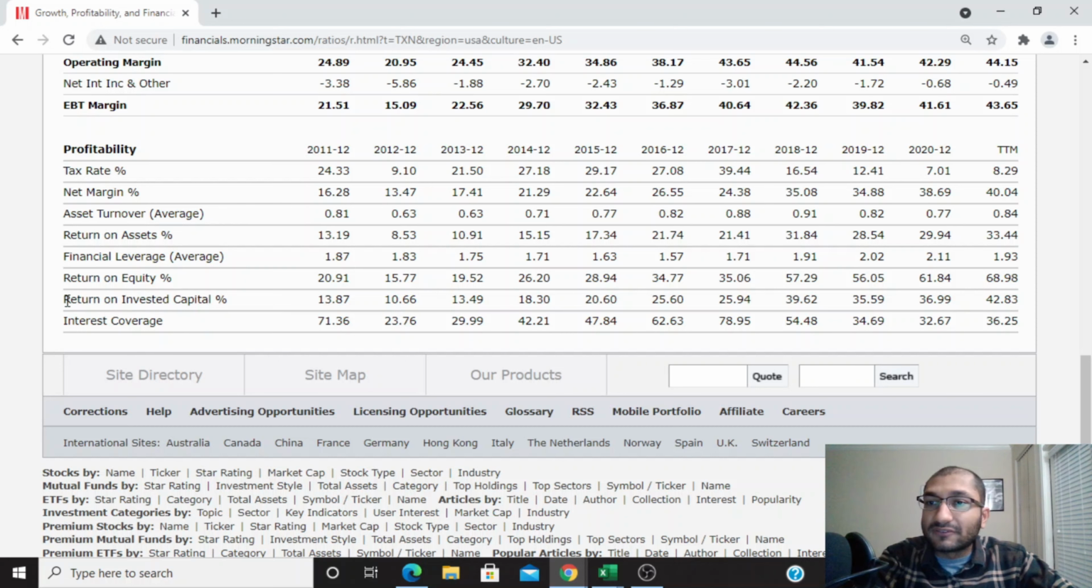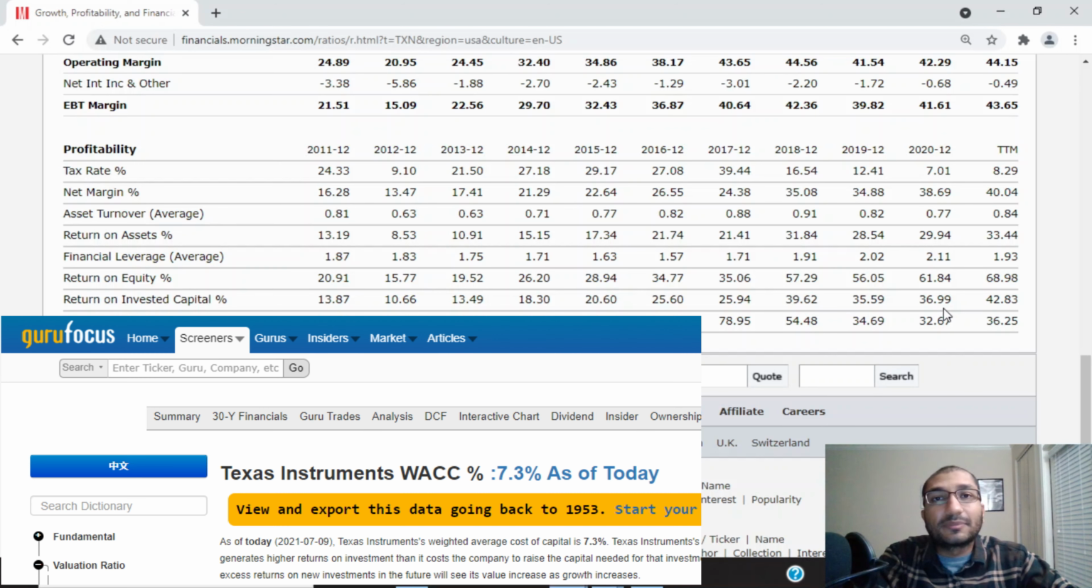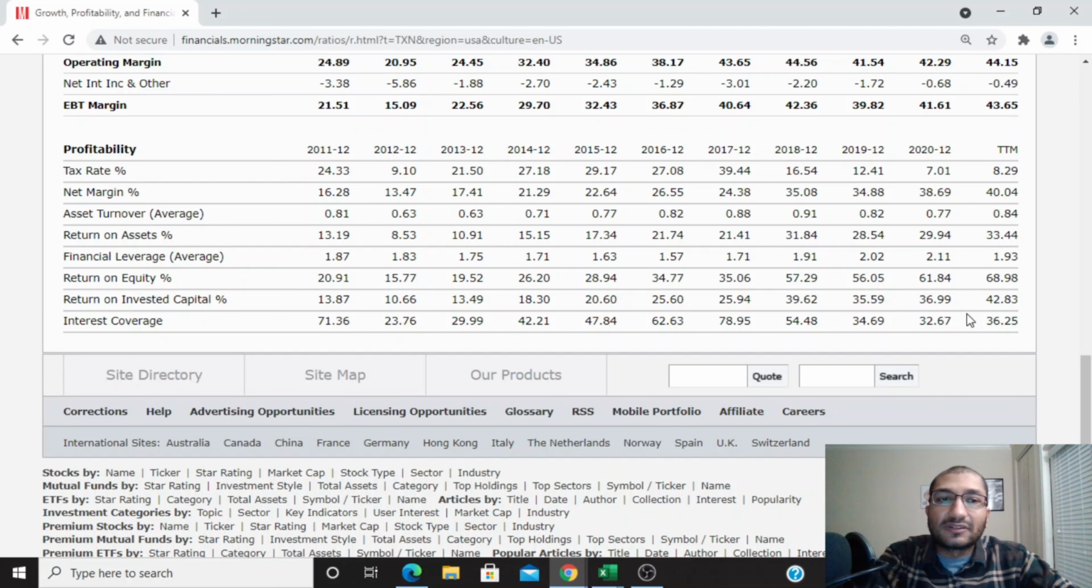Next, looking at the return on invested capital. The return on invested capital gives us an idea of how good the management is at allocating the company's capital and getting a return on that investment. Back in 2011, Texas Instruments' return on invested capital was about 13.87%, and for the year 2020, it was about 37%. The company's weighted average cost of capital, also known as the company's hurdle rate, is about 7.3%, and since the company's return on invested capital is much greater than the company's weighted average cost of capital, we can safely say that the management is creating value for its shareholders.